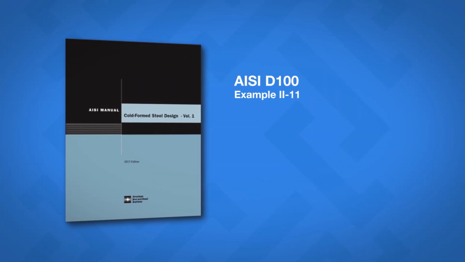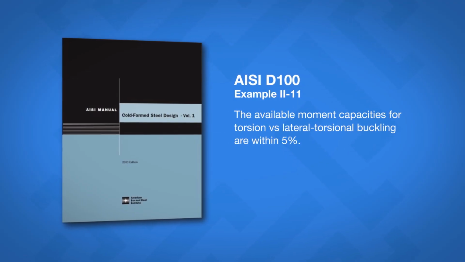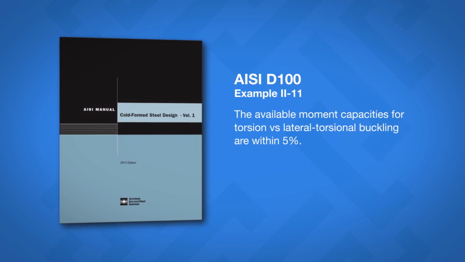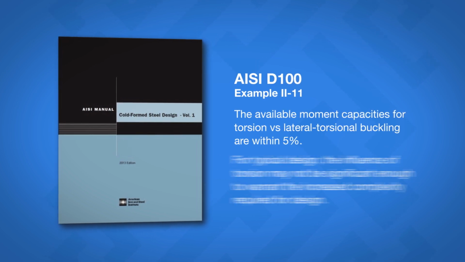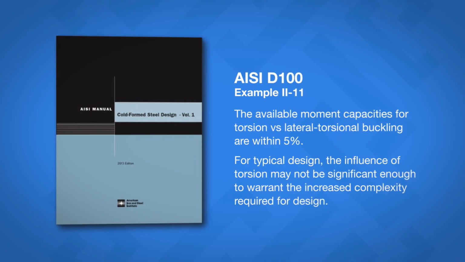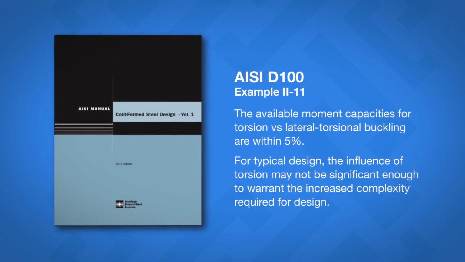It's noteworthy that in this example, the available moment capacity for torsion versus lateral torsional buckling are only within about 5%. My point being that for a typical design, the influence of torsion may not be significant enough to warrant the increased complexity required for design.